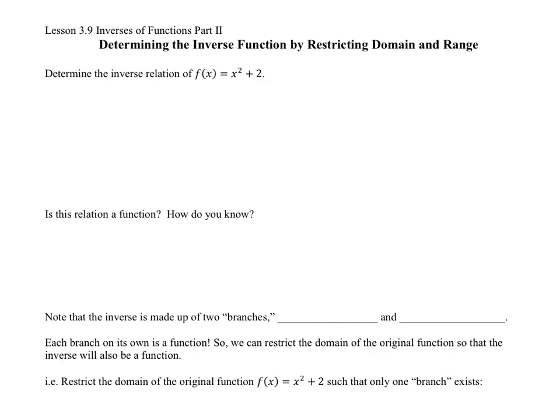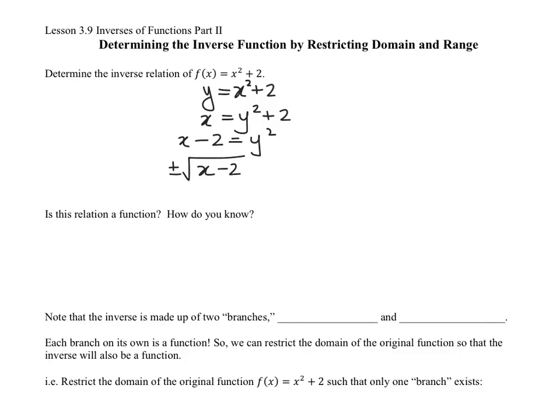So that means that I need to, first of all, rewrite this as y equals x squared plus 2. Then I'm going to switch x and y like so. And then I want to work on isolating for this new y. So I have x minus 2 equals y squared. And then I'm going to take the square root, but because I'm going from square to square root, I have to put the plus minus in front.